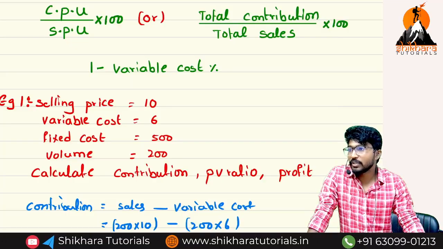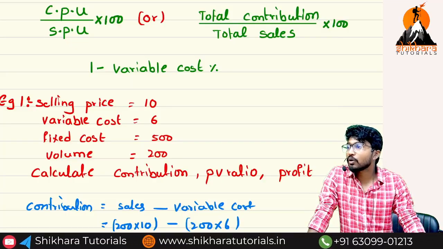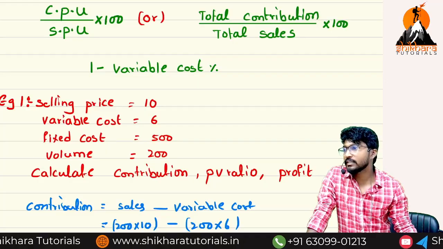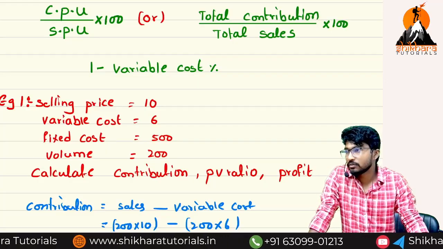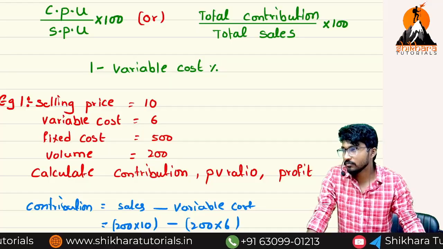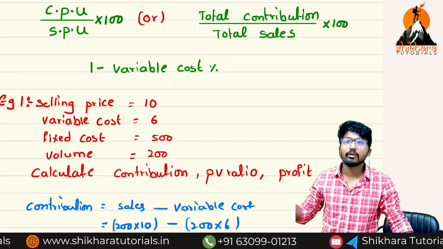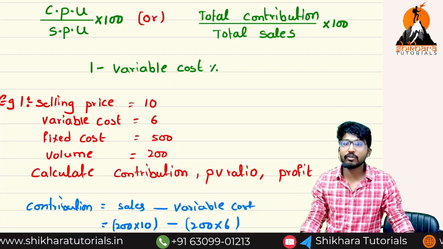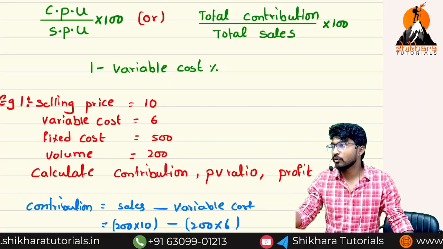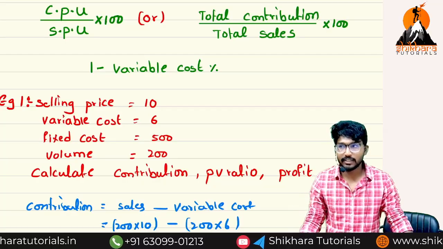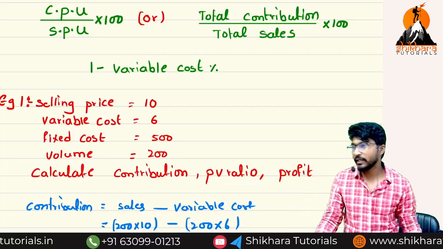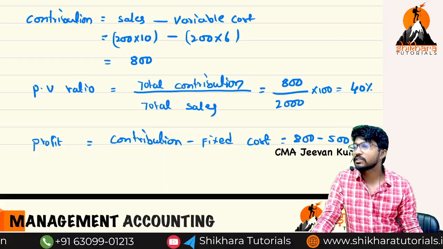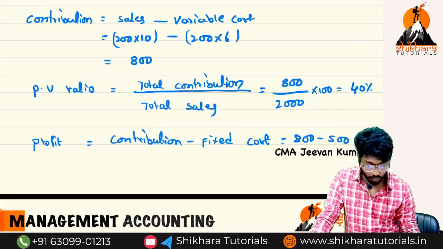1250. That means if you sell goods worth 1250 rupees, then you will reach the no profit, no loss zone. That is nothing but break even point. So what is the formula for calculating the break even point in rupees? Fixed cost divided by PV ratio.